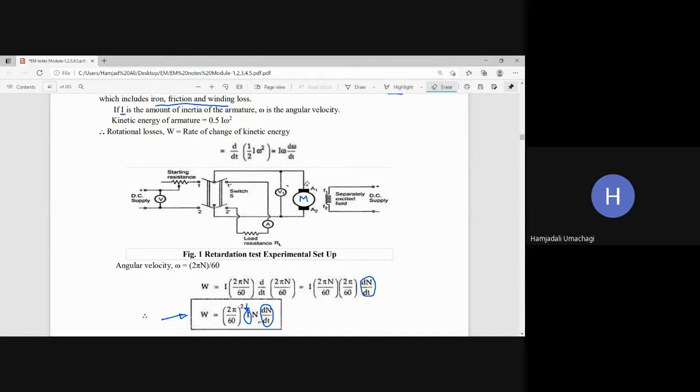Input will be applied to the motor. If the switch is thrown to the 1 and 2 position, input is available to the motor, then the motor will be running. Afterwards, this switch, which is connected to 1 and 2, is disconnected from 1 and 2 and connected to 1 dash and 2 dash. Then what will happen? The motor gets disconnected from the power supply, then the speed of the motor is getting reduced. It will slow down slowly.